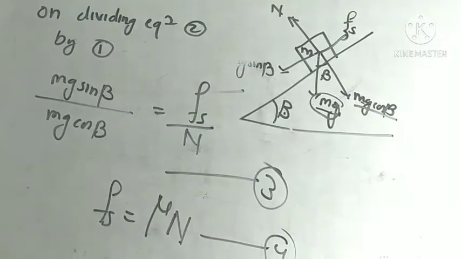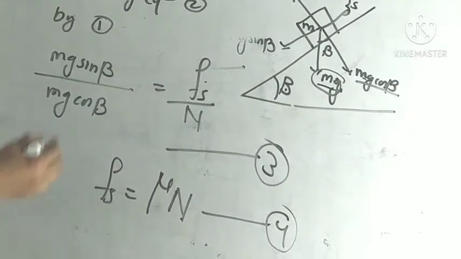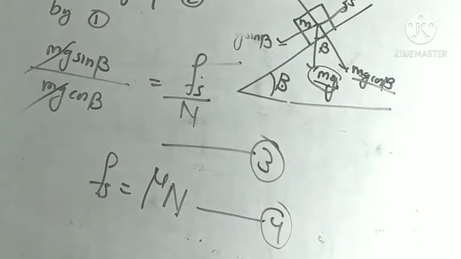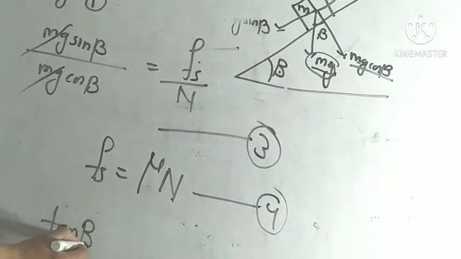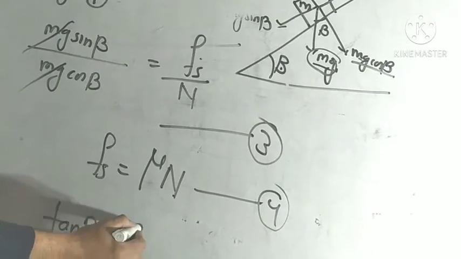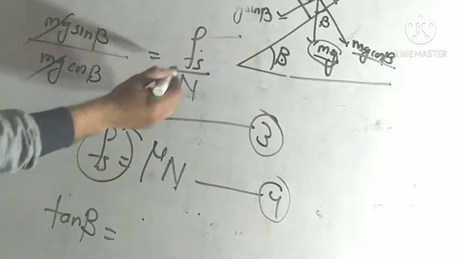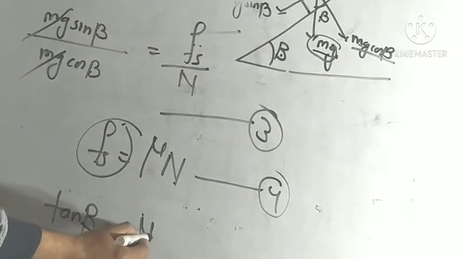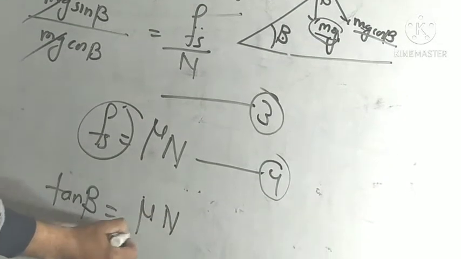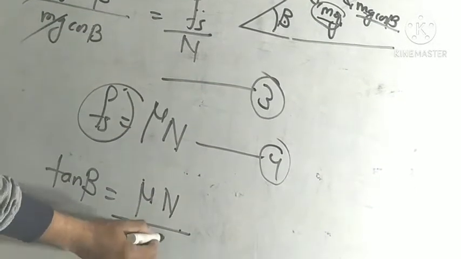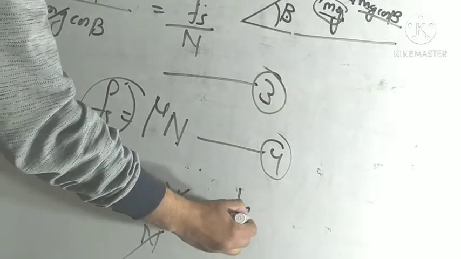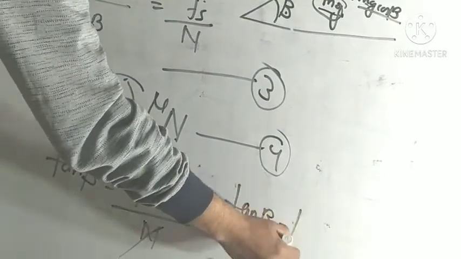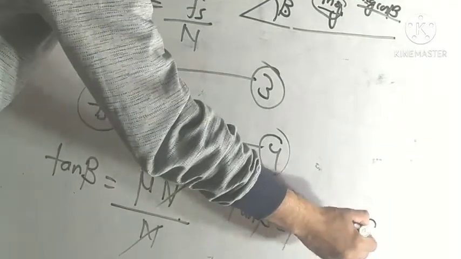We put the value of frictional force in equation number 3. Here mg and mg will cancel each other, and what is left is tan beta. Tan beta is equal to coefficient of friction into normal force upon normal force. So normal force and normal force will cancel each other, and what is left here is tan beta is equal to coefficient of friction. We give it equation number 5.